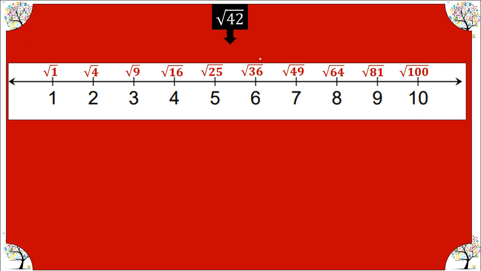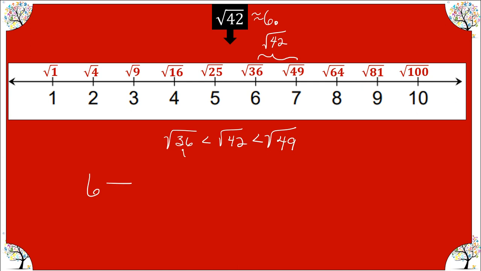So the square root of 42 comes between the square root of 36 and the square root of 49, which is between the whole number 6 and that whole number 7. So it's going to be 6 point something. So we have the square root of 36 and the square root of 49. So our denominator, 49 minus 36, is 13. 42 minus 36 is 6. And now we're going to convert 6 over 13 into a decimal.